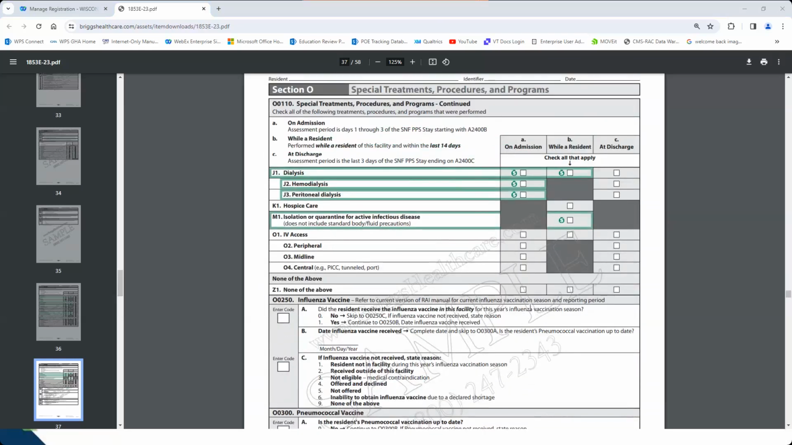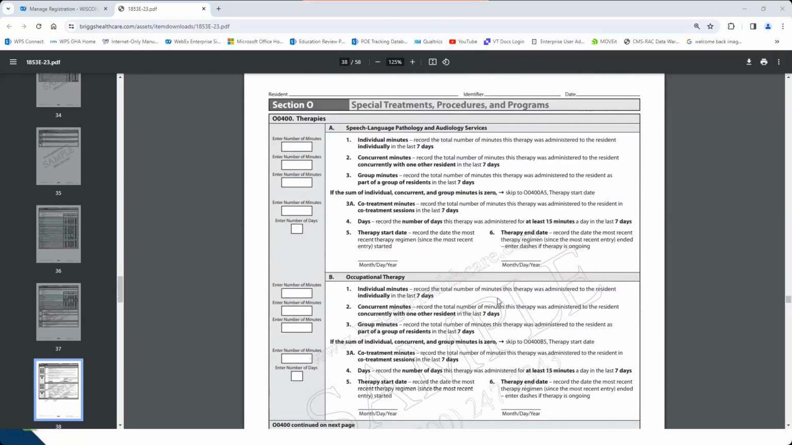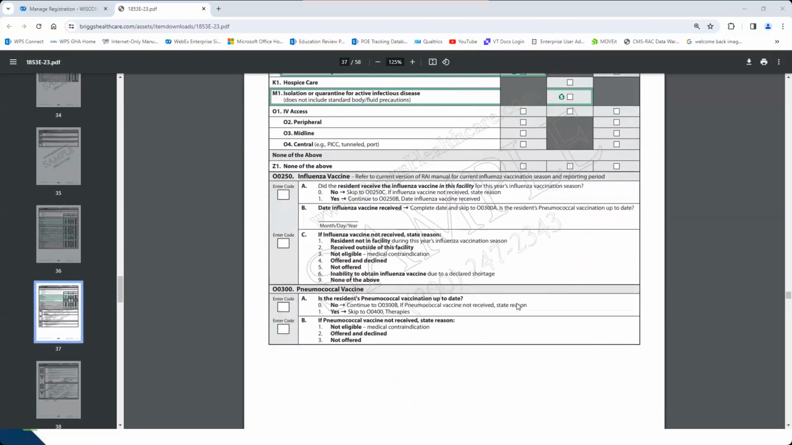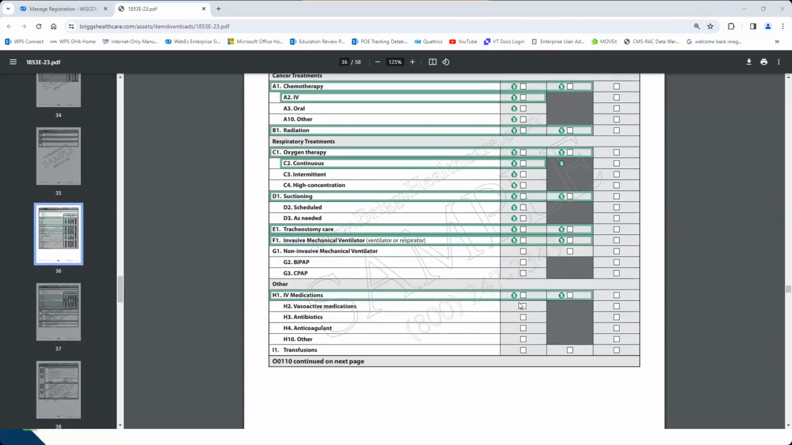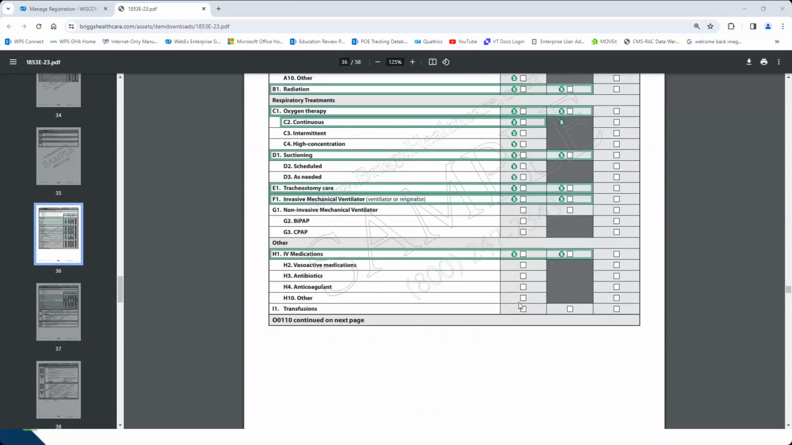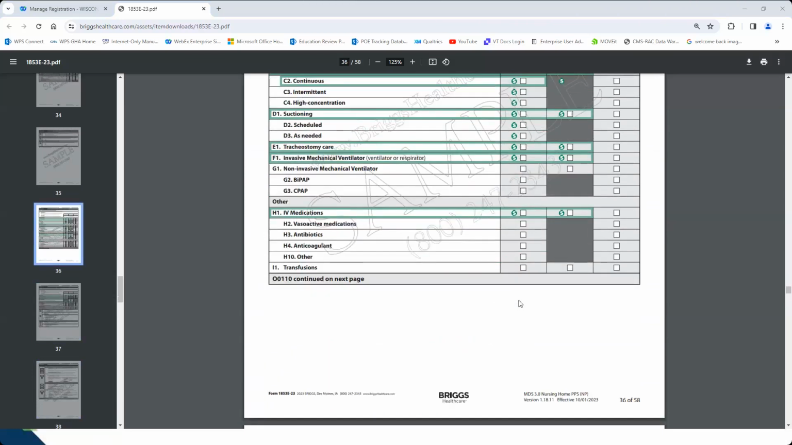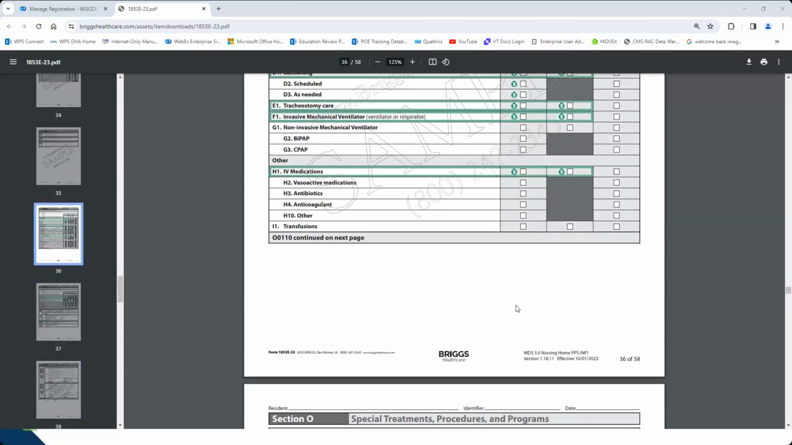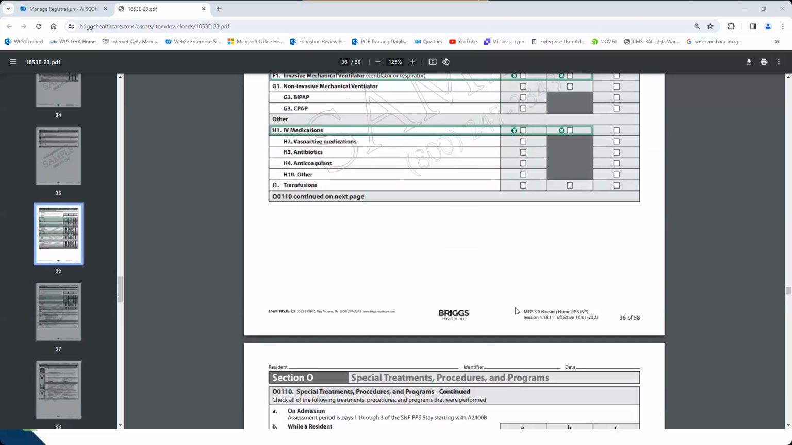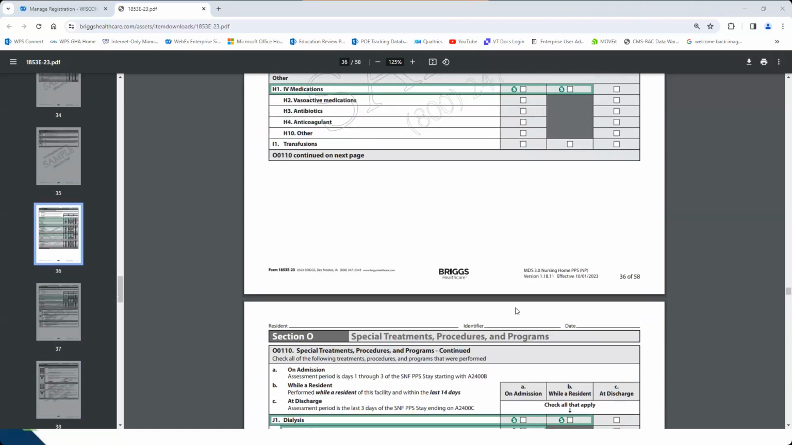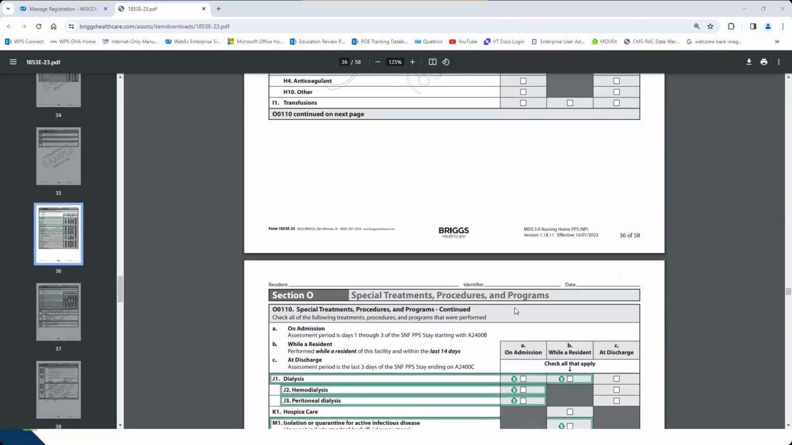So the other thing in Section O, respiratory treatments and therapy and dialysis are also included in Section O, and I think I already scrolled right by those, but that's okay. Remember, for respiratory therapy, we're going to need to see the number of days and minutes of therapy for that respiratory treatment, because it needs to be at least 15 minutes a day in the last 7 days.